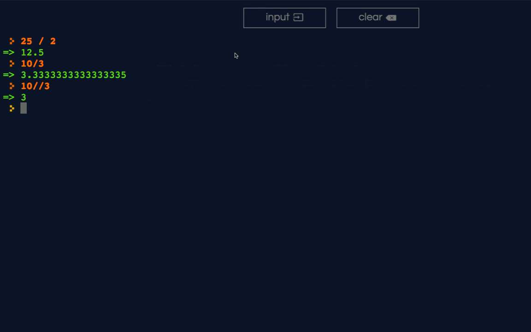But how about this? Still good. Minus 10 divided by 3 should be minus 3.33, right? But can you guess what will be the result of minus 10 floor operator 3? Yeah, you may think that it could be minus 4 or minus 2. Let's see the result. Yeah, it's minus 4.